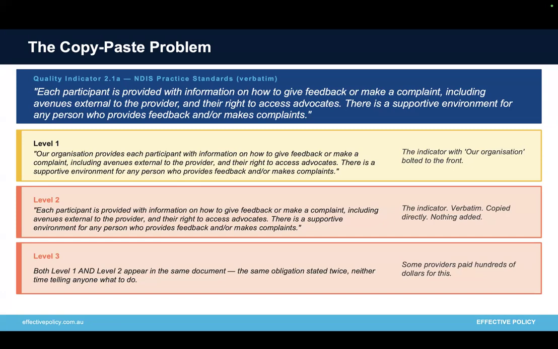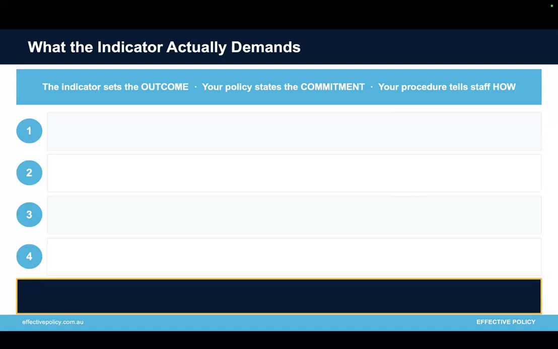And more providers need to put some effort into it and know that just purchasing something off the shelf and never looking at it does not make you a good provider. So what the indicator actually demands. The indicator sets out the outcome. Your policy states the commitment, and your procedure will tell your staff how to do it.